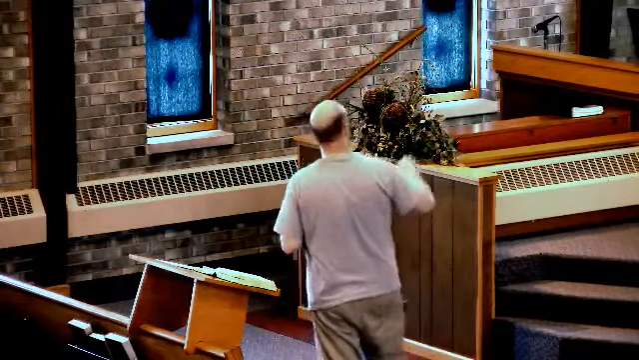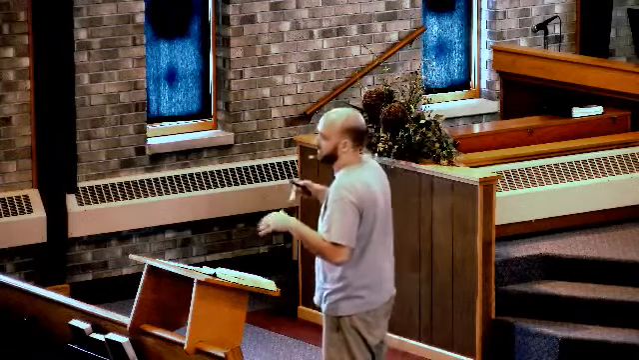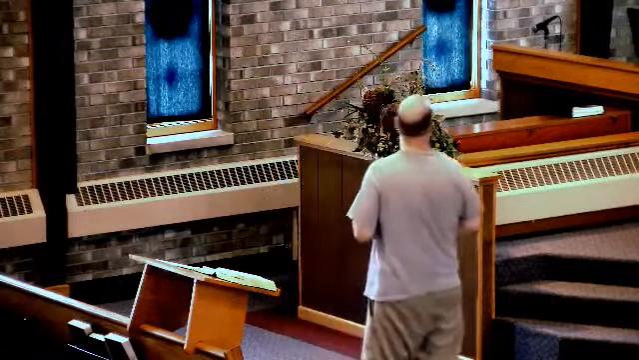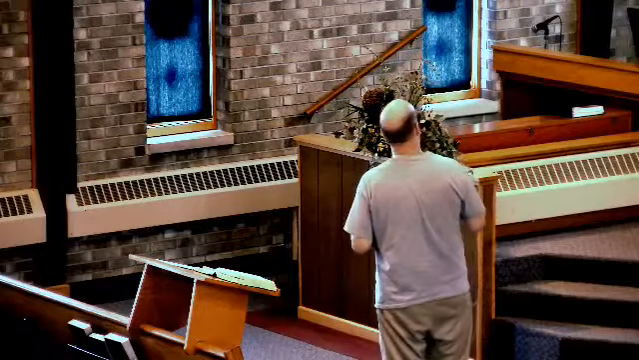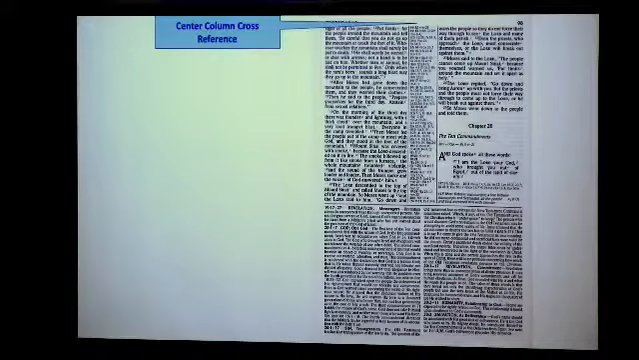So the first thing we're going to see, and I know that this is small print, so I'm going to try to just highlight what I'm showing you. In the middle, there is a column. Can you see my laser pointer pretty well? Okay. So this column right here is cross-references, okay? And quite a few reference Bibles have this feature, okay?